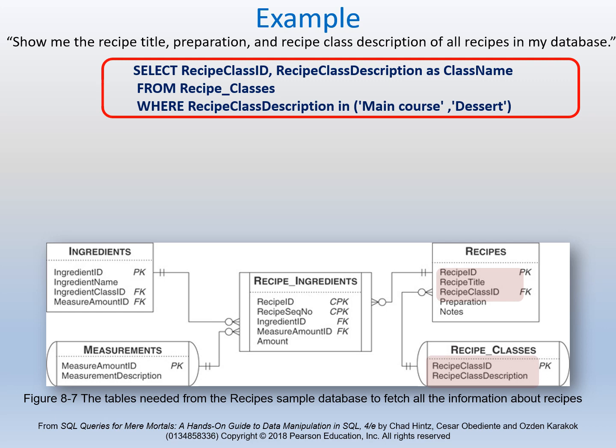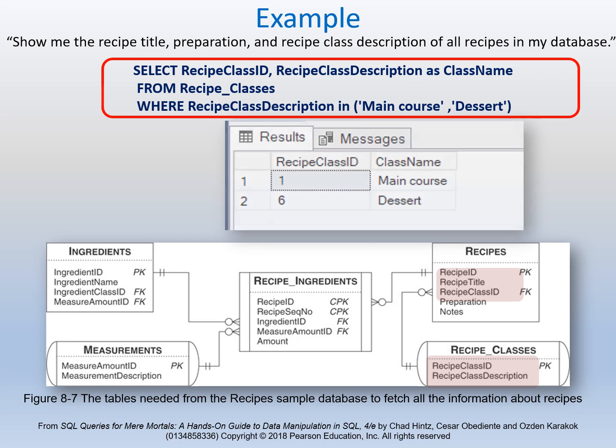This is the embedded select statement in the from clause. We're looking at it in isolation. What does it return? It returns recipe class ID and class name. Notice the only two values for class name are main course and dessert, which is due to the condition in the where clause. So keep in mind, this is the inner or embedded select statement that we are looking at in isolation.